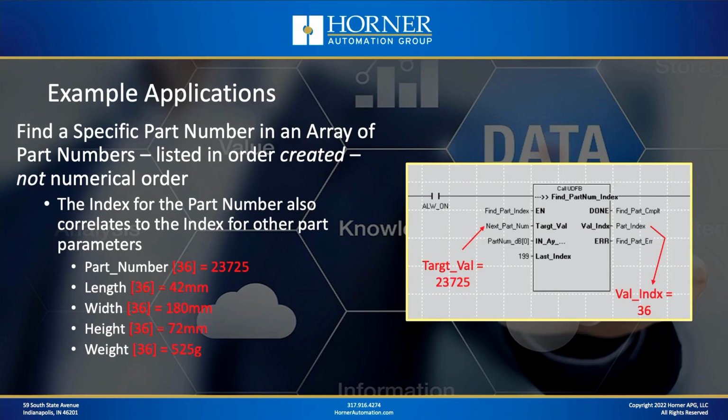Using our data find user-defined function block, if you know the part number you're looking for, that could be your target value. You could search the entire array for that target value, and the function block would come back and say that part number is located at index 36. So now you can find all the other information on the part that you need to operate your machine, things like length, width, height, weight, whatever that parameter may be, because all those other arrays use the same indexes. An index of 36 will give you all the information you need for all those different part parameters. So that's one example application where it can be quite useful.